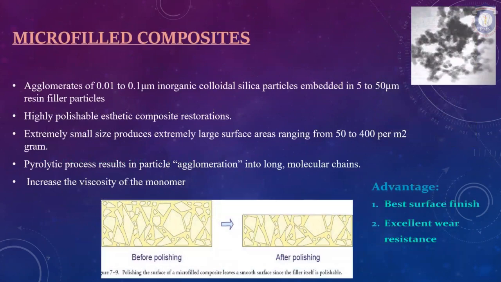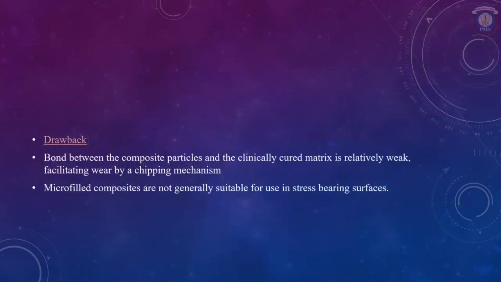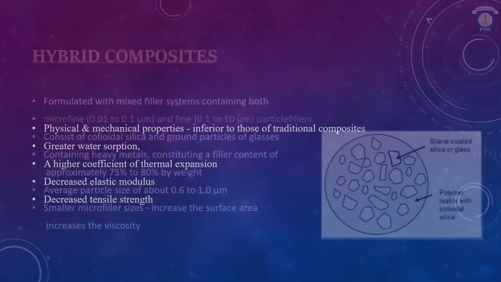The microfill composites have an agglomerate of 0.01 to 0.1 micrometer inorganic colloidal silica particles embedded in 5 to 50 micrometer resin filler particles. It is a highly polishable aesthetic composite restoration, and it is produced by a pyrolytic process, which results in particle agglomeration into long molecular chains. It has increased viscosity of the monomer. The main advantage is better surface finish and excellent wear resistance. The drawback of these composites is that the bond between the composite particle and the cured matrix is relatively weak, and hence microfill composites are not generally suitable for use in stress-bearing areas.